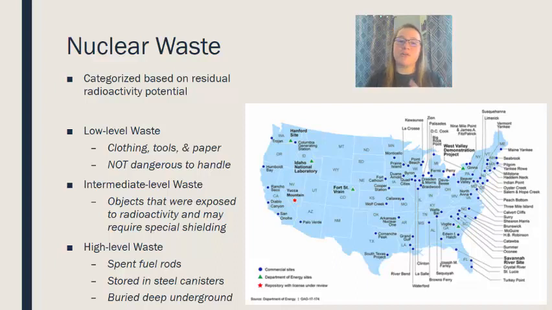Low-level waste is things like clothing, tools, paper, generally not dangerous to handle. Intermediate waste requires a little bit of shielding, but again, not a huge deal to deal with. It's usually stored in a warehouse. The high-level waste, that's what we're concerned about, and that contains those spent fuel rods.